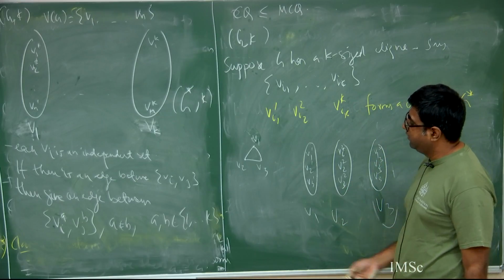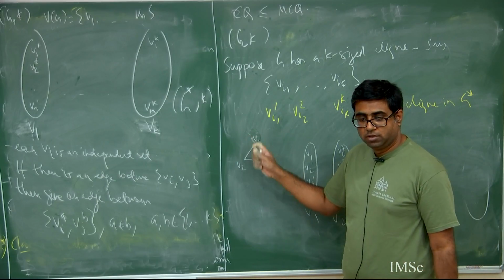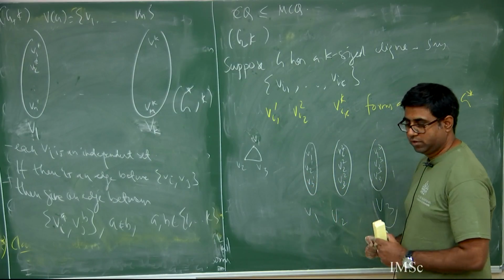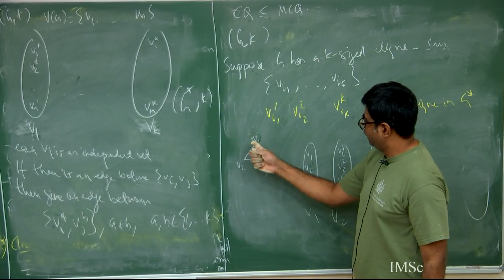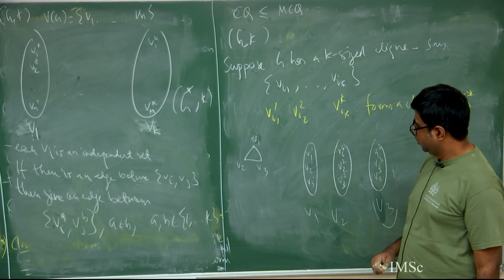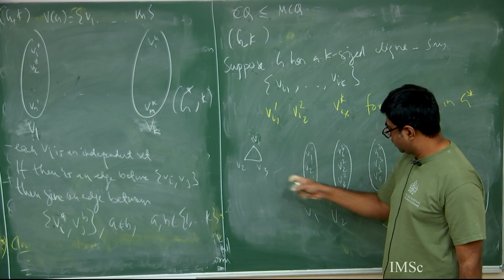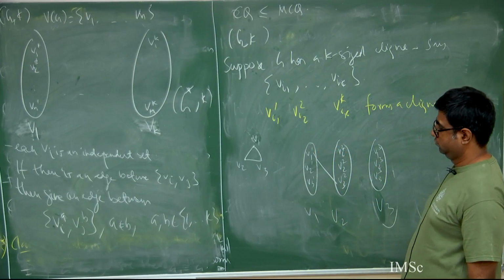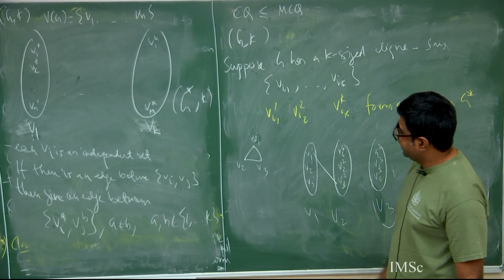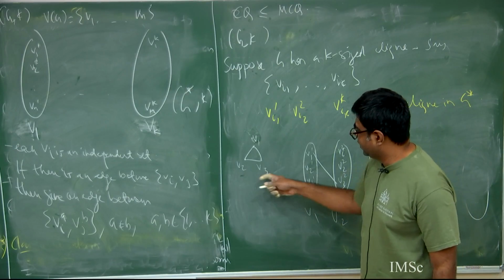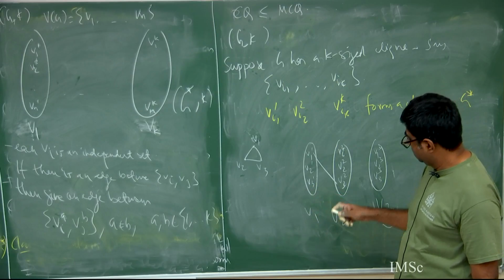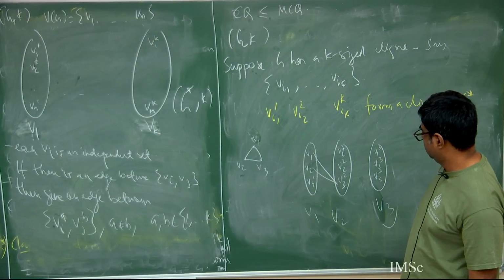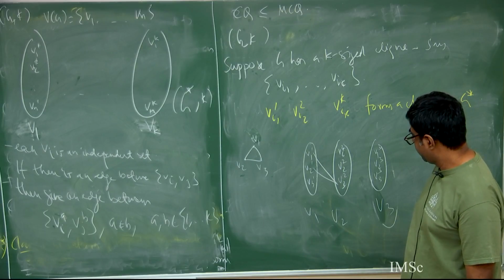Now what did I say? If there is an edge between V1 and V2, then fix a pair. Now let's fix a pair V1 and V2, and say V1 and V3 has an edge. So look at the 1st copy here and the 3rd copy here. Let's put an edge between them. Now what about an edge between, say, 2 and 3? Also there is an edge, right? So look at the 2nd copy here and the 3rd copy here. I make an edge.